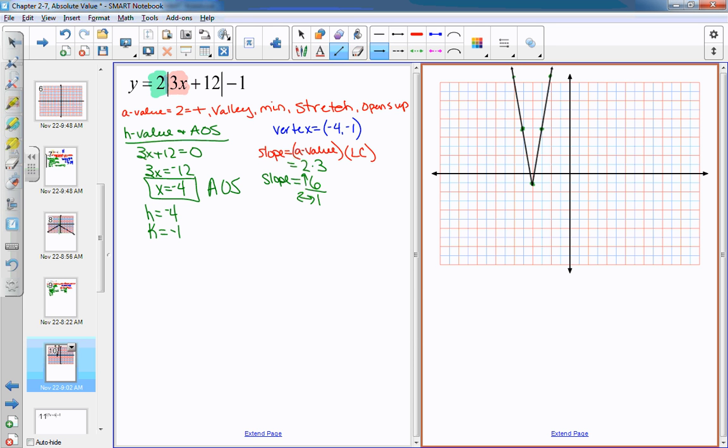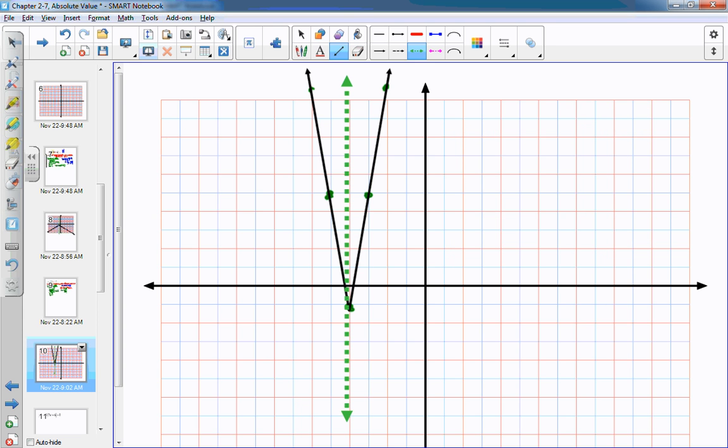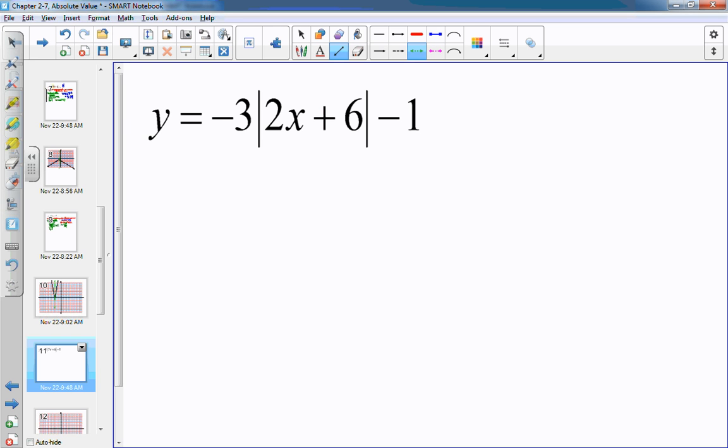It's a very steep V, isn't it? Very stretched, okay? Now what's the last thing that I'm missing? Axis of symmetry, which is going to be x equals -4, dotted vertical line. Okay? Last example to make sure that you guys get it for the graphing part. FYI, folks, this is not easy material. There's a lot going on in this lesson.